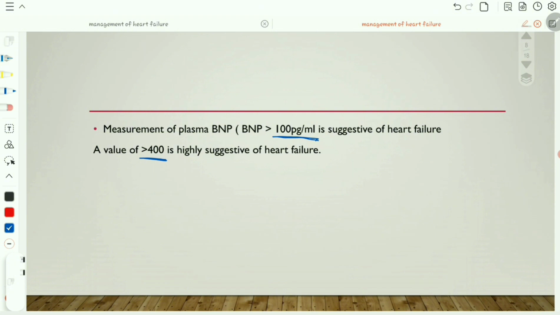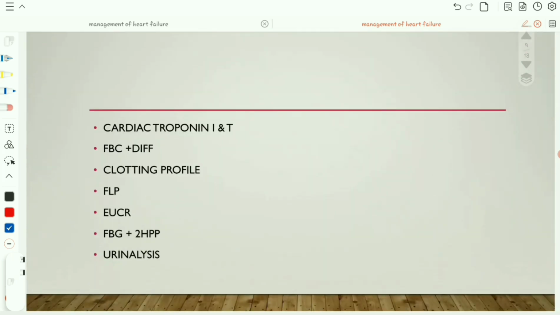Now, other investigations that you would like to do are cardiac troponin I and T, full blood count plus differential, and you know that full blood count and differential can help you detect infection as a precipitant, and you'll be seeing elevated WBC. You can also see neutrophilia. Are you getting me? Then clotting profile too. It is also important because in the management of this patient will need anticoagulants.